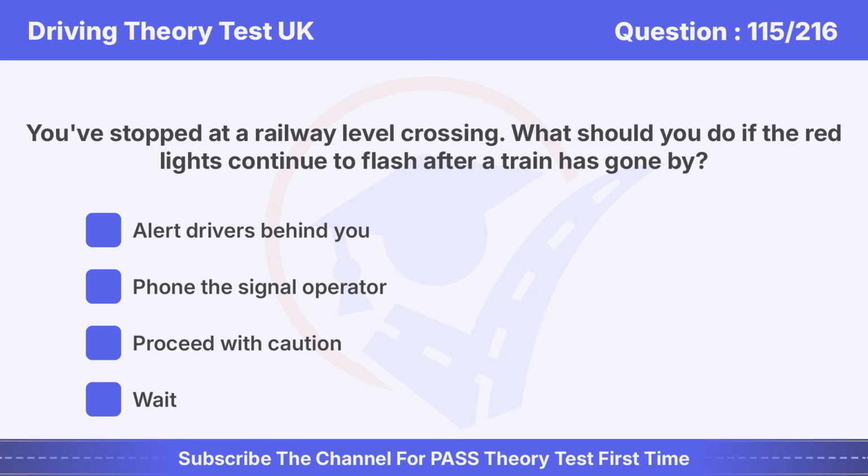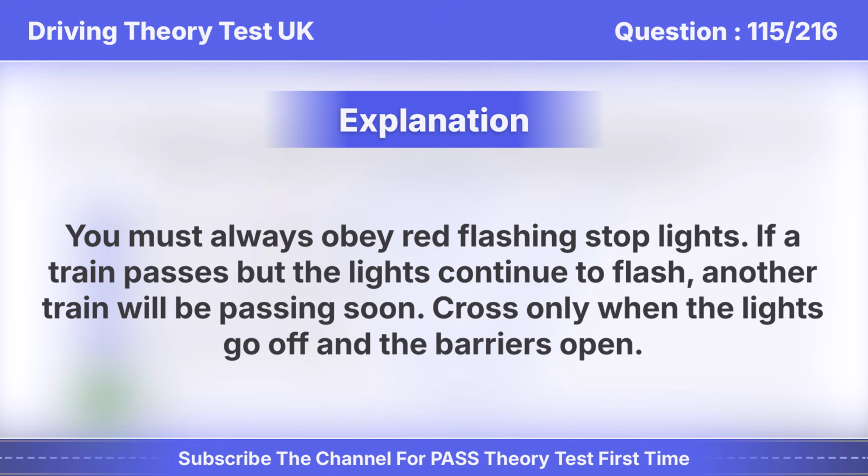Question 115. You've stopped at a railway level crossing. What should you do if the red lights continue to flash after a train has gone by? Answer is D. Wait. You must always obey red flashing stoplights. If a train passes but the lights continue to flash, another train will be passing soon. Cross only when the lights go off and the barriers open.